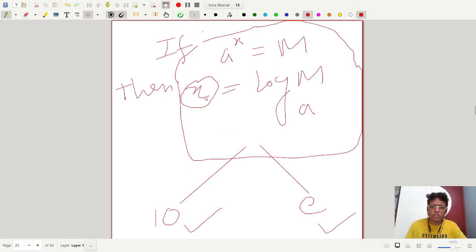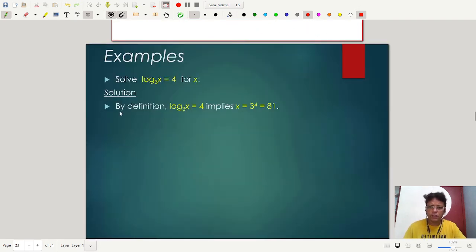So this is the definition of log. If you want to find the values for x, solving for x, this is the definition. If a to the power x is m, then x equal to log m base a. That is the definition. Base is base, but you have a value, and you have a log table also. Okay, so look at that. What is solve for x? That's a simple problem. Log x base 3 equal to 4.